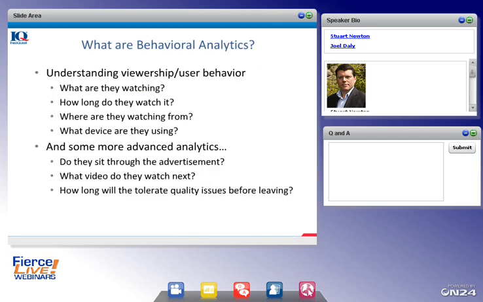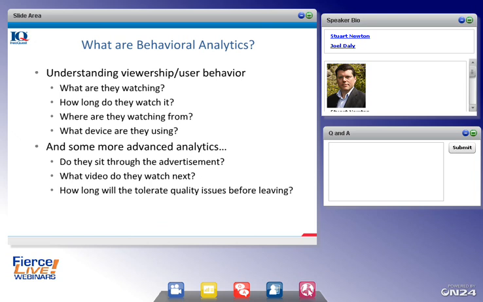So I just want to recap what we mean by behavioral analytics, and Stuart had touched upon this briefly. We mean being able to understand from a subscriber perspective the user behavior: what they're watching, how long they're watching it, on what devices, and what regions they're in, specifically in real time, and to collect that over a period of time.